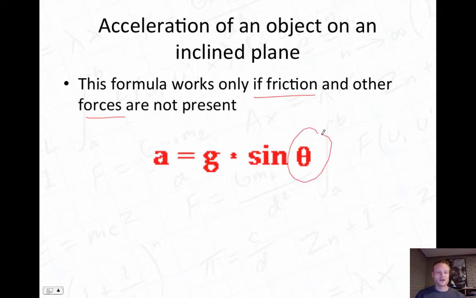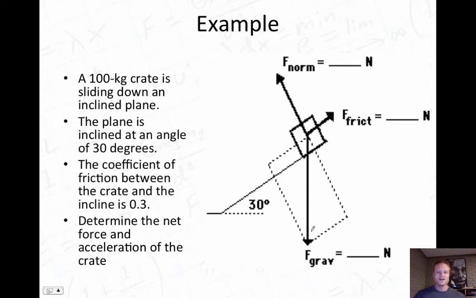Okay, so the acceleration of that box, if there's no force of friction, no one pushing on it, pulling on it, or anything like that, you just take 9.8 times the sine of that angle that we just talked about in the previous slide, and that will give you the acceleration of the object, okay? Because the only force acting on it is the force of gravity. Okay. If there are other forces, which the next example I'm going to do has, this formula is a no-go. Okay. So here's an example problem of something that I could ask you.